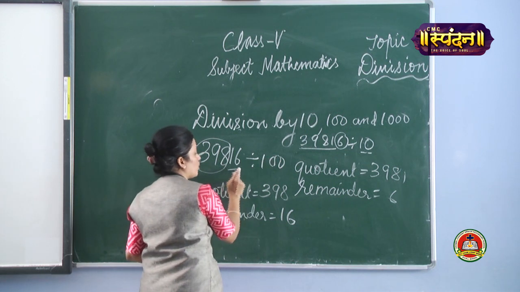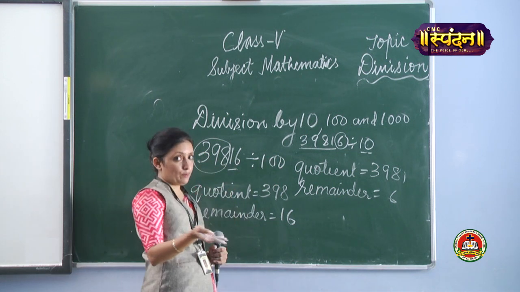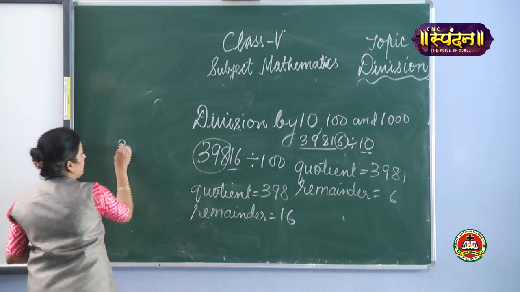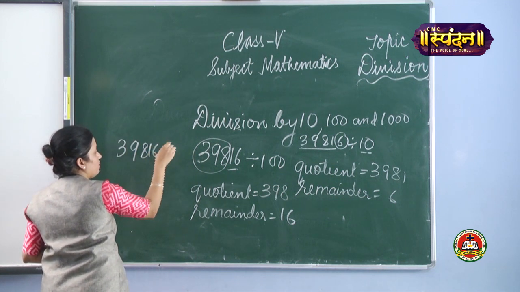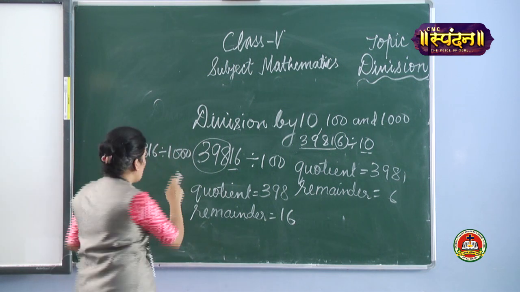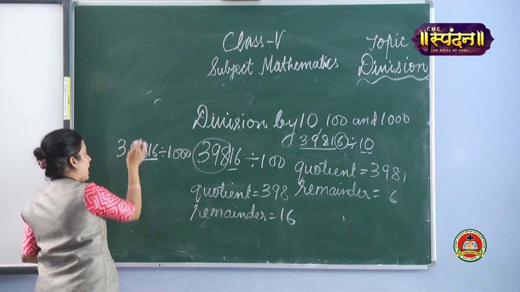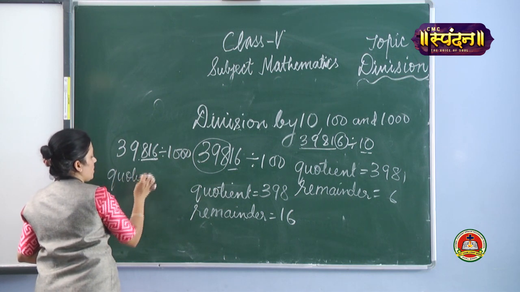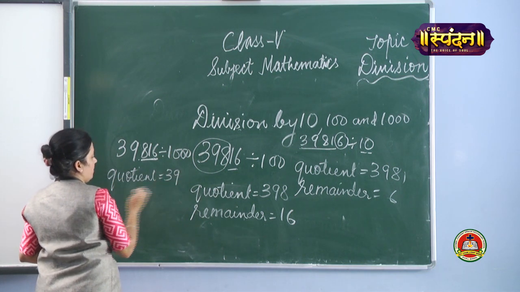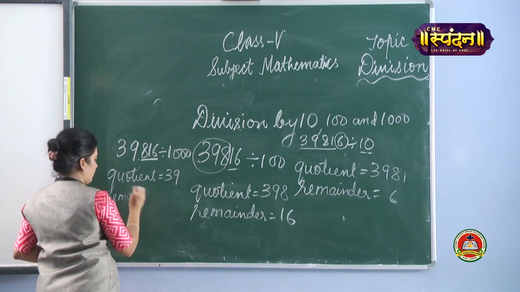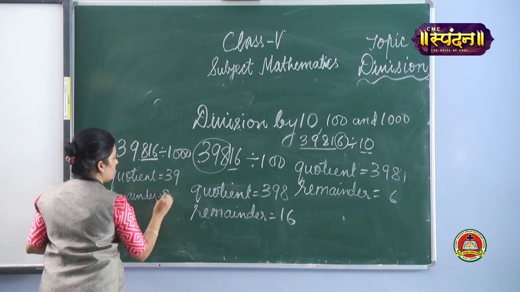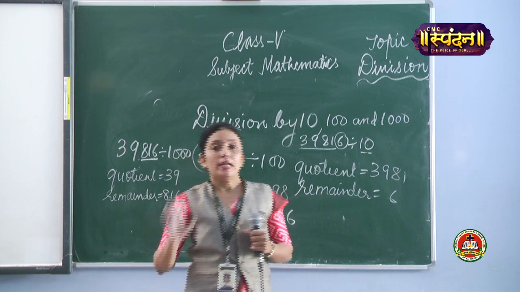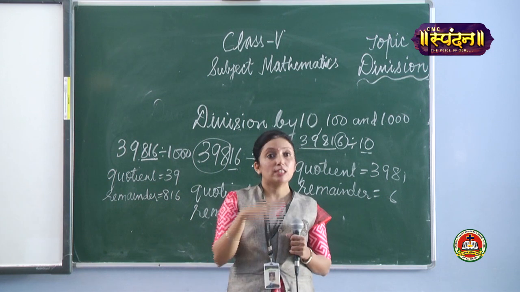By 10 it will be a single digit remainder. Whenever it's by 100 it will be two digits, that is ones and tens place, and the remaining will be your quotient. Let us see the same with another example, 39816 divided by 1000. 1000 means your three digits will be your remainder and the leftover number is your quotient. That is, quotient is equal to 39 and remainder is 816.